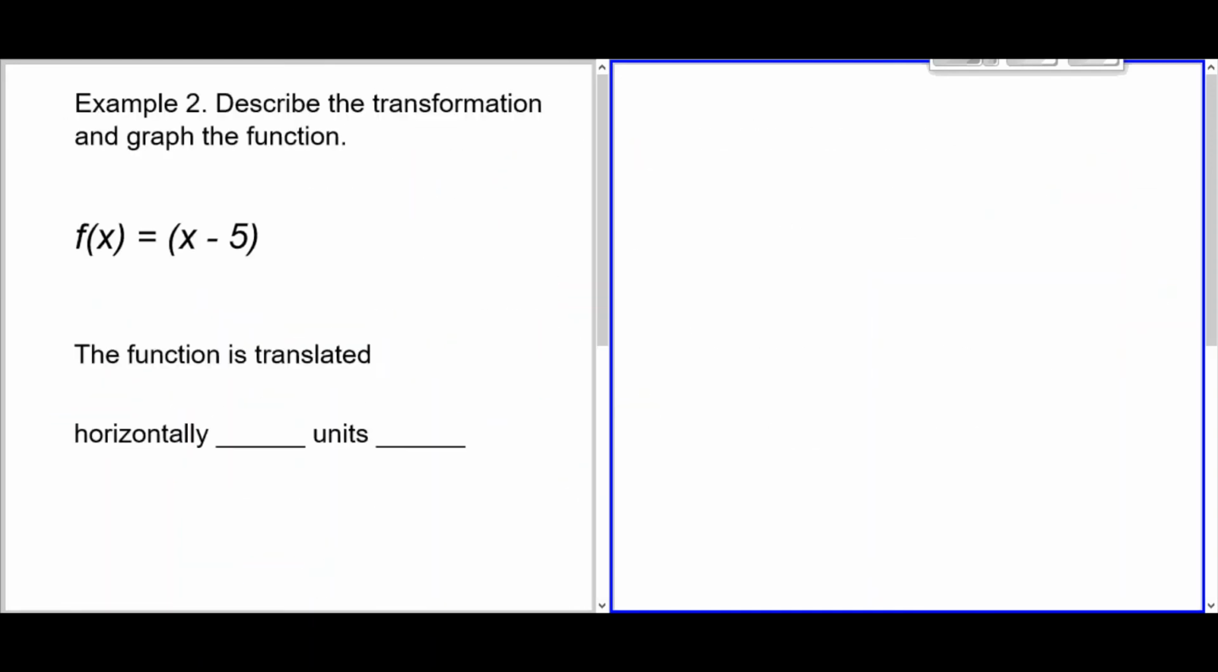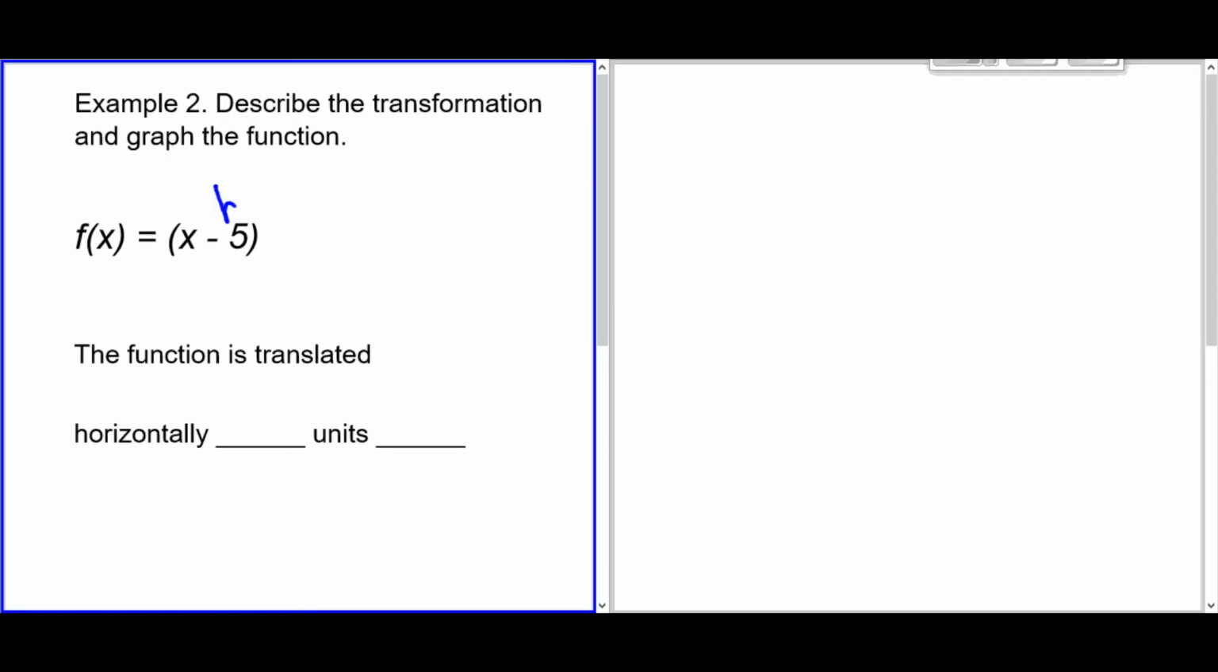So example 2. Describe the transformation and then graph the function. So f of x equals x minus 5. Again, you're going to want to look: is that minus 5 inside parentheses or outside? Notice the minus 5 is inside parentheses, so that's going to correspond to an h value.